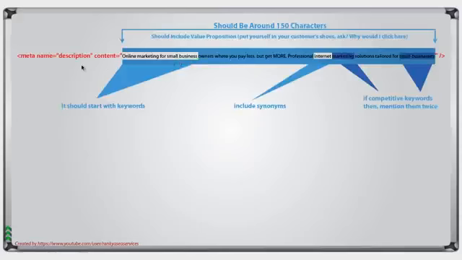Here's what a perfect meta description looks like. It should be within 150 character space. It should include your keywords at the beginning. You can and should include synonyms of the words that you're targeting. And if the words that you're targeting are highly competitive, then you can and should mention them twice.